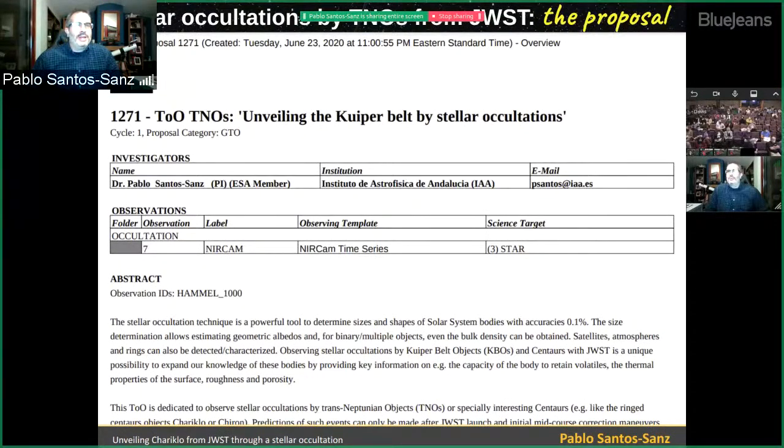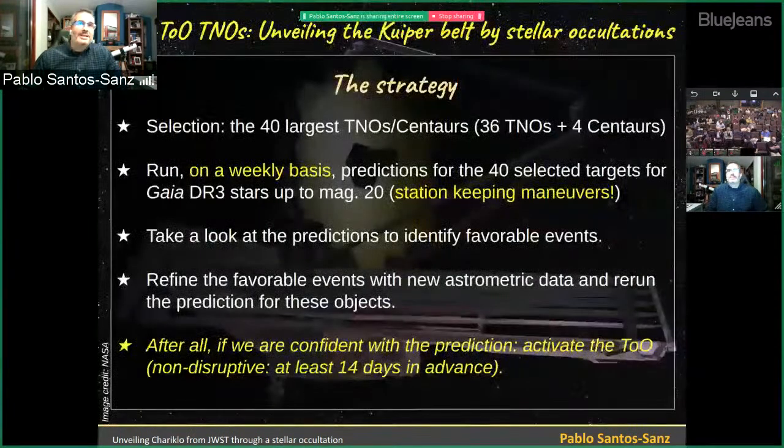Well, in spite of this challenge, we decided to ask for time to observe one of these occultations from James Webb, and finally we got time within the Heidi Hammel GTO time. And this is the strategy we have in order to predict and to observe stellar occultations from James Webb.